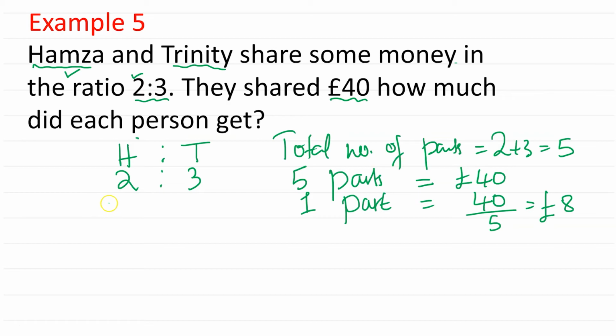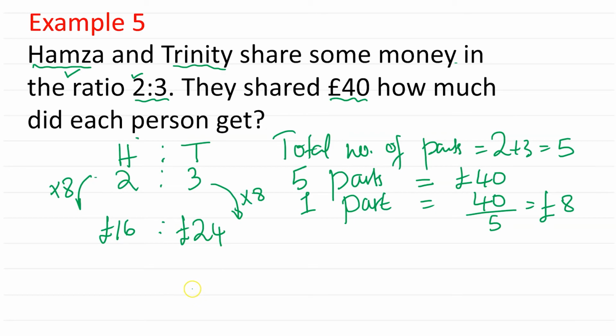Now then, Hamza got 2 parts, so 1 part is 8, so it means in total Hamza is going to get 2 times 8, which is going to be £16. Trinity has 3 parts, 1 part is £8, so in total she's going to get 3 times 8, which is £24.